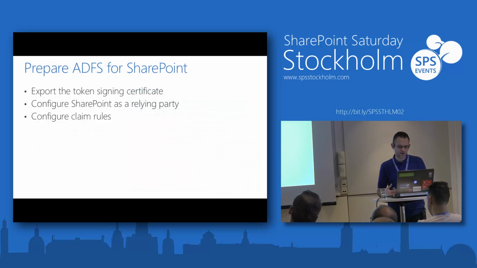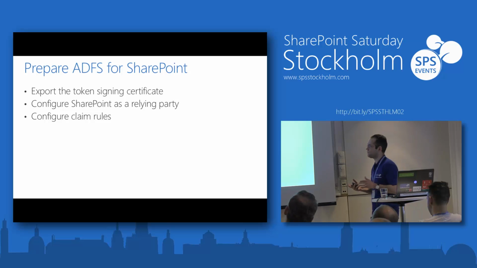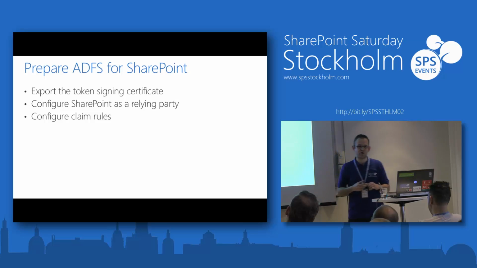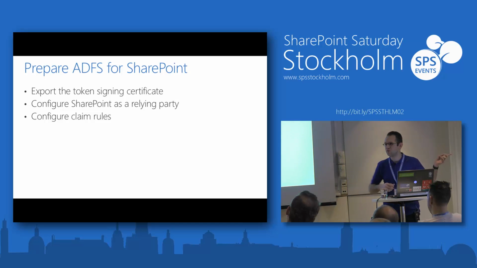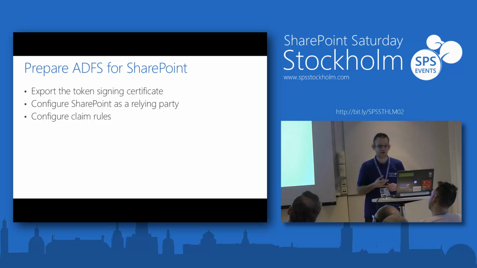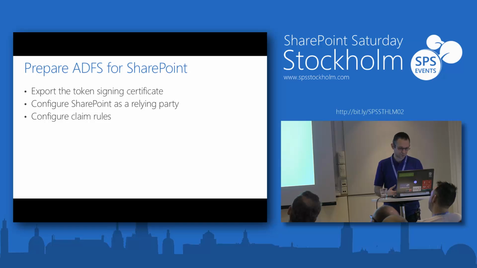Okay, after we've installed ADFS, which is really next, next, finish, really simple, we have to do some basic things. First, we have to export the token signing certificate. Remember, in the beginning of my presentation, you've got this claims token, and it's signed. That's this certificate. By default, ADFS creates this itself. It's a self-signed certificate. In a real environment, you might want to use a domain-signed one or something along those lines. But you have to export this, because SharePoint needs this certificate to validate the tokens.